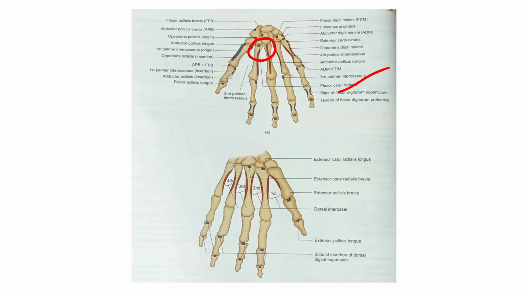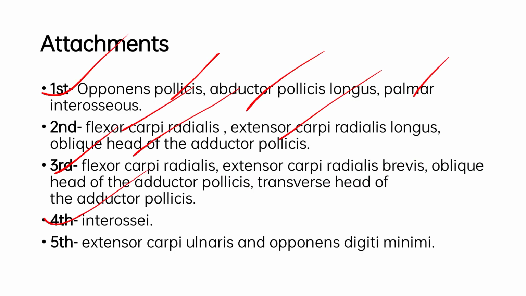Then extensor carpi radialis brevis is inserted on the dorsal surface of the base immediately beyond the styloid process. Then again the third has the oblique head of the adductor pollicis, which arises from the palmar surface of the base. Then the transverse head of the adductor pollicis arises from the distal 2/3 of the palmar surface of the shaft. Moving further to the fourth. Fourth has only the interossei arising from it.